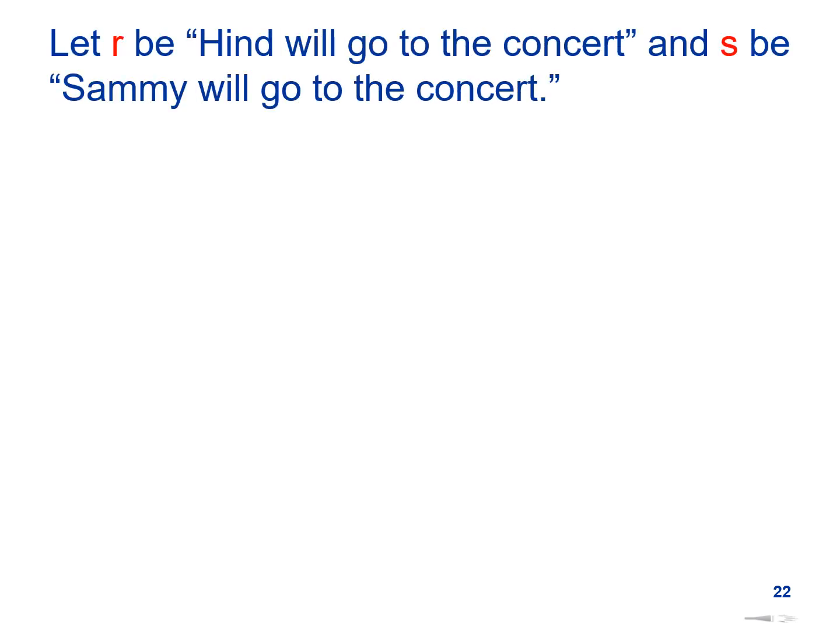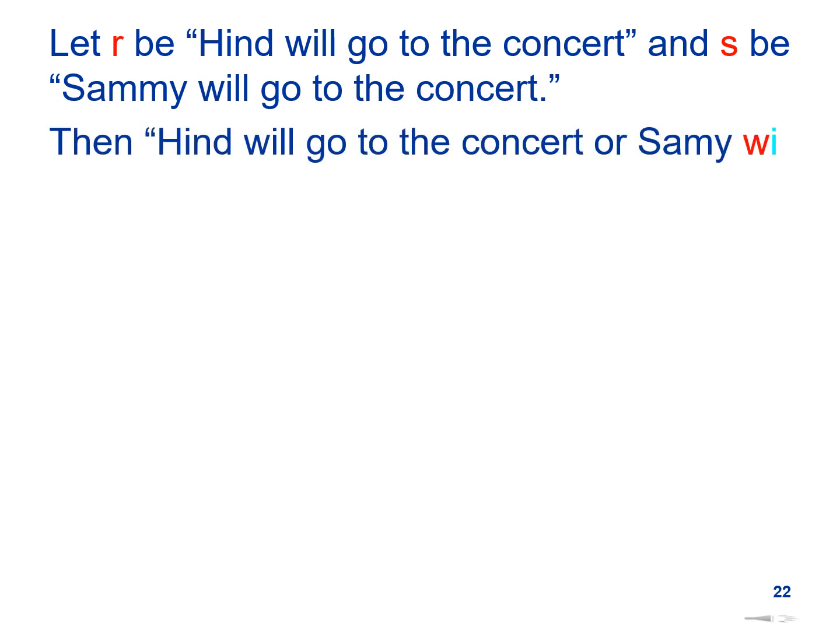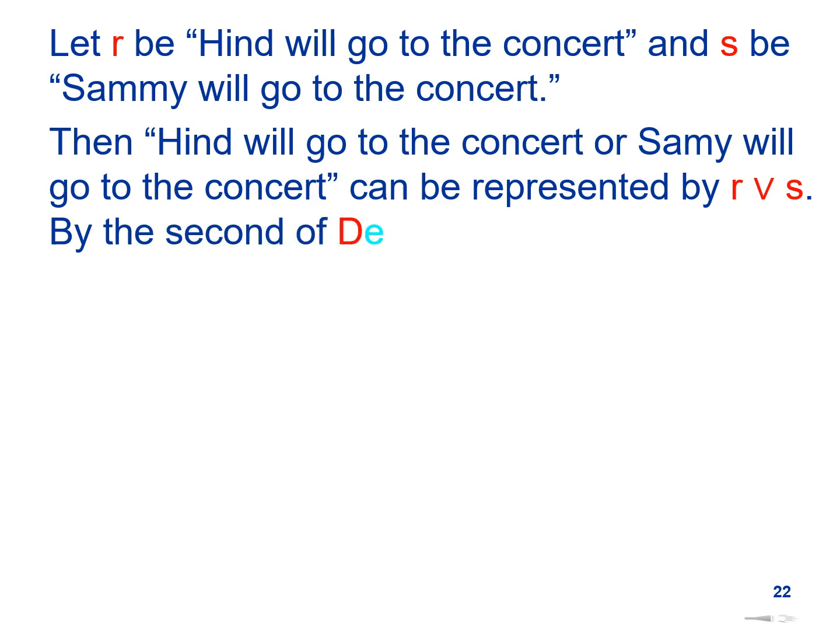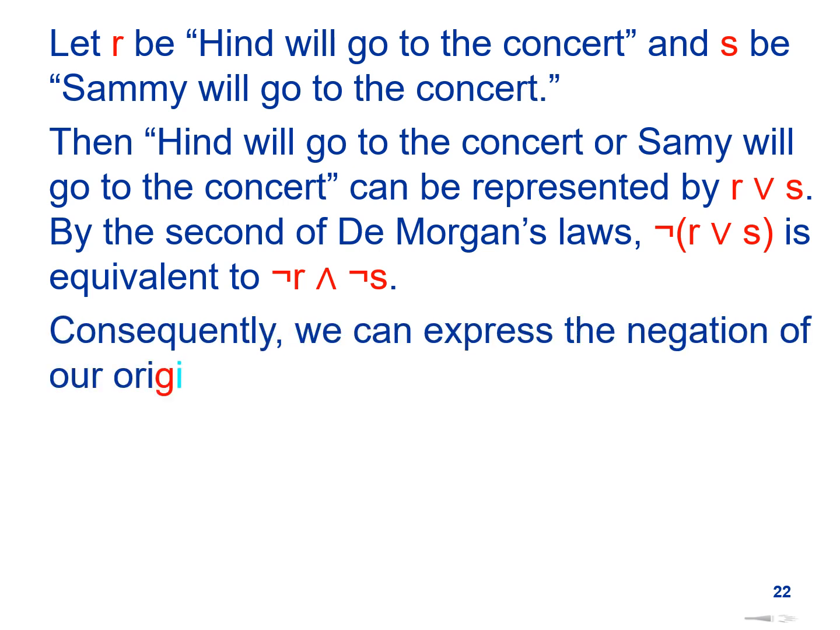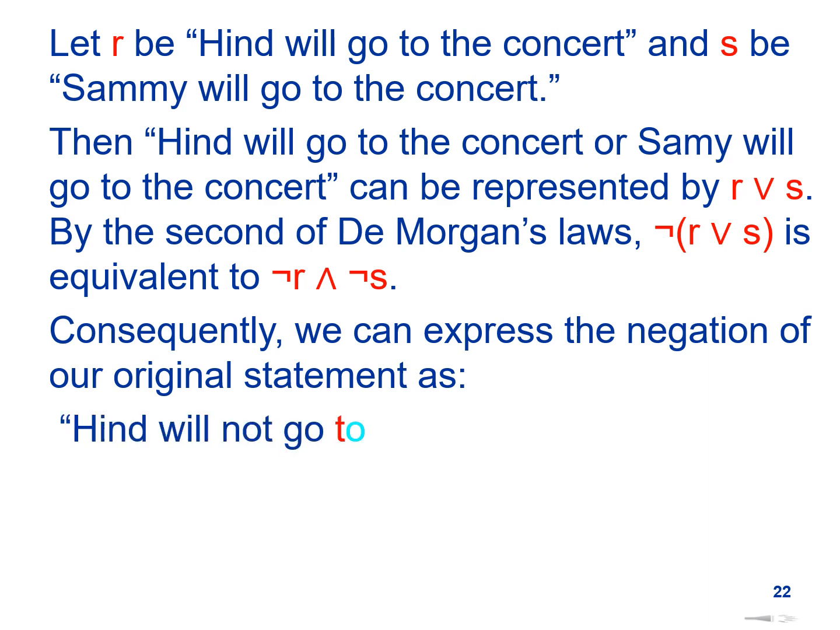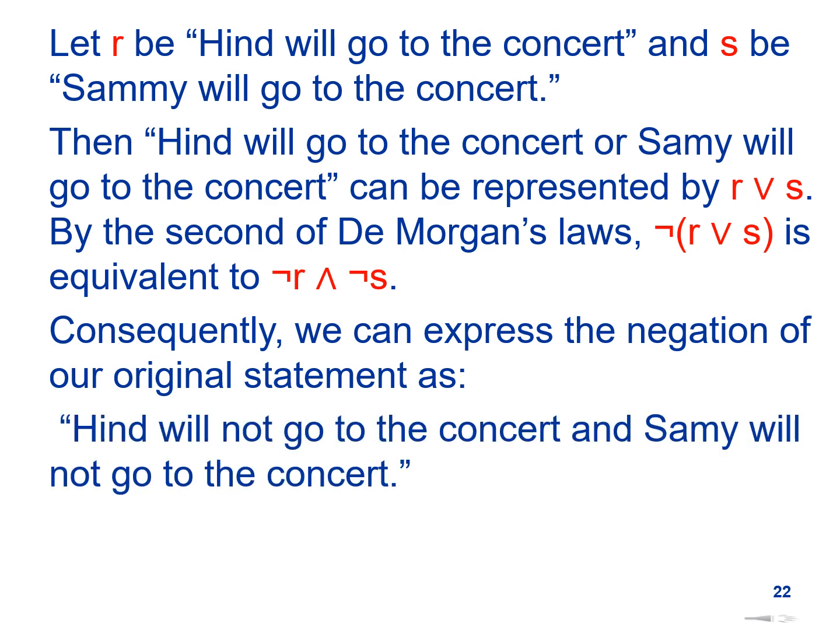Let R be "Hend will go to the concert" and S be "Sammy will go to the concert." Then "Hend will go to the concert or Sammy will go to the concert" can be represented by R or S. By the second of De Morgan's laws, not (R or S) is equivalent to not R and not S. Consequently, we can express the negation of our original statement as "Hend will not go to the concert and Sammy will not go to the concert."